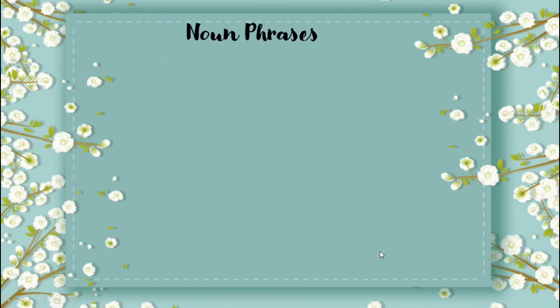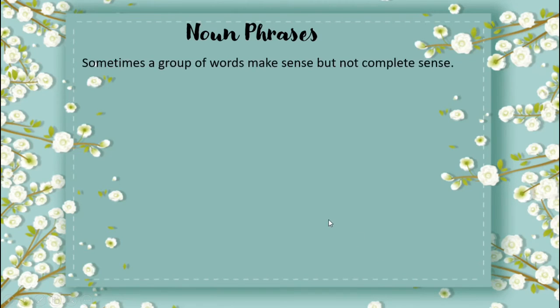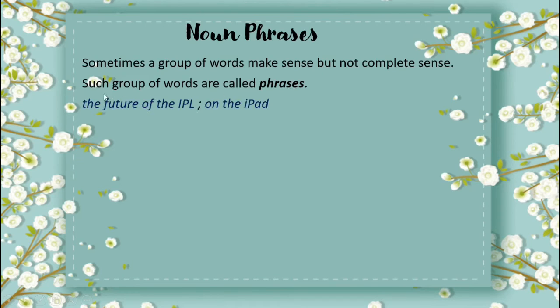Let's now read about the phrases and the clauses. Sometimes a group of words makes sense, but not a complete sense. Such groups of words are known as phrases. For example, the future of the IPL on the iPad. So here we can see groups of words, or phrases, but they do not make complete sense.